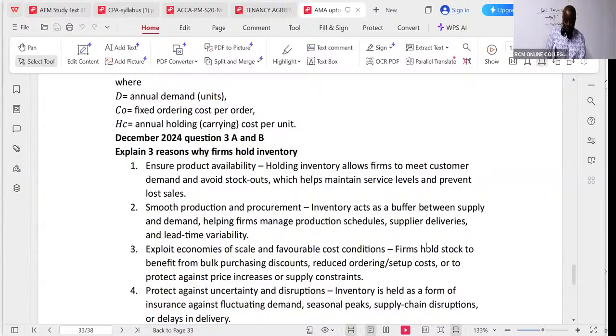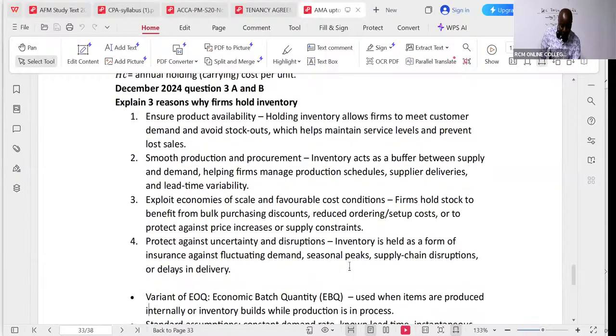Farms hold stocks to benefit from bulk purchasing discounts, reduced ordering setup costs, or to protect against price increases or supply constraints. Protect against uncertainty and disruptions. Inventory is held as a form of insurance against fluctuating demand, seasonal peaks, supply chain disruptions, or delays in delivery. I hope from that section, the 4 areas I've given you, you can easily choose any three.